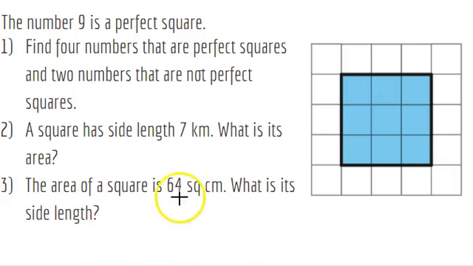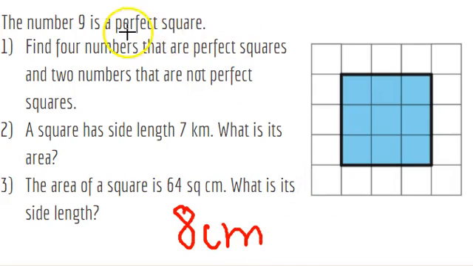Talk about on this last one here, area is 64 square centimeters. So if it's a square, that means that 64 is a perfect square. So what is one of the side lengths? I hope that you know that 8 times 8 would give us 64 square centimeters. So 8 centimeters would be one side.